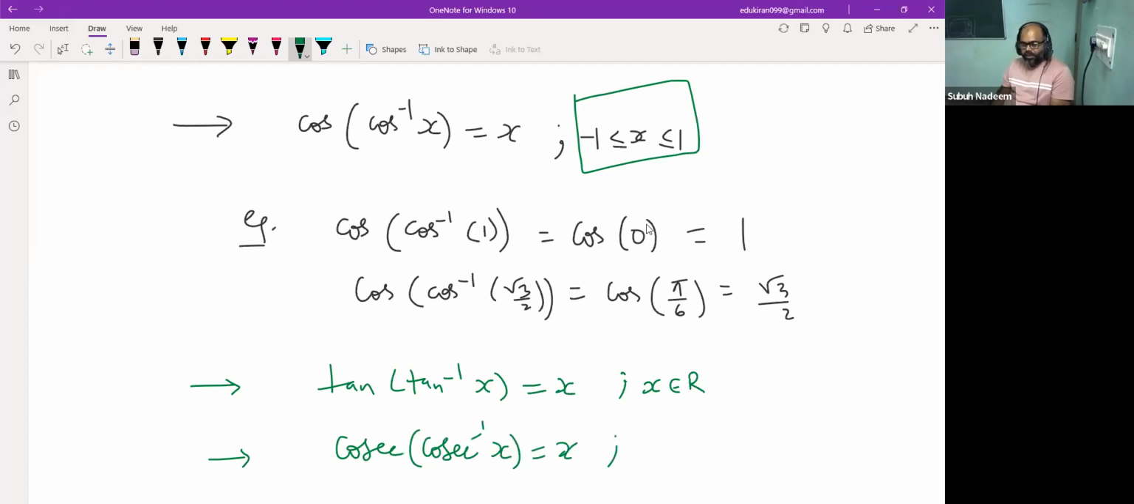And can anyone tell what is the condition on cosec? What happens in cosec? What values can you get if you apply cosec to an angle? x is between minus infinity to -1, union 1 to infinity, because it is the reciprocal of sine.